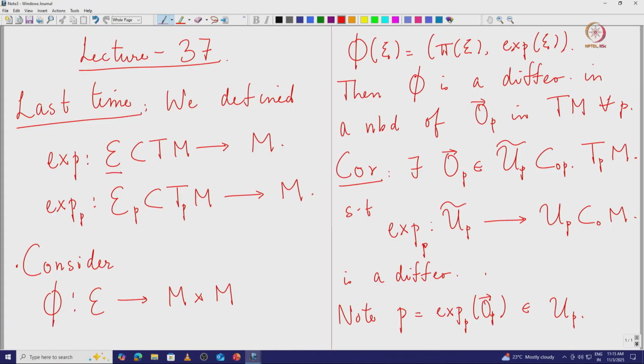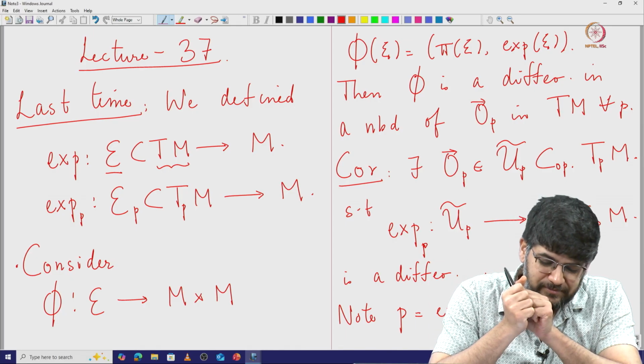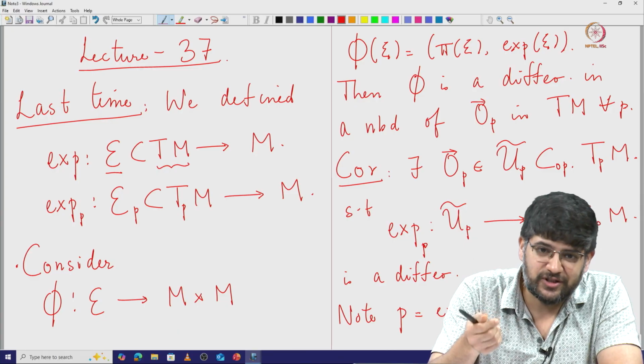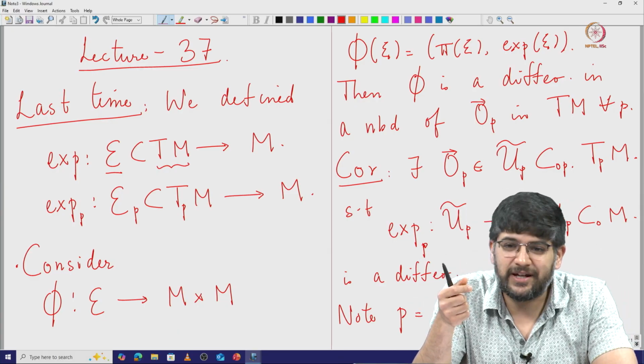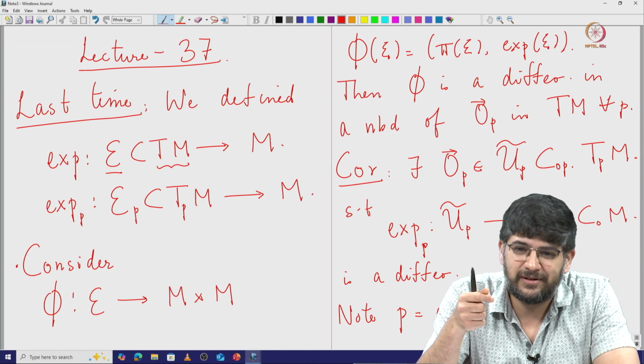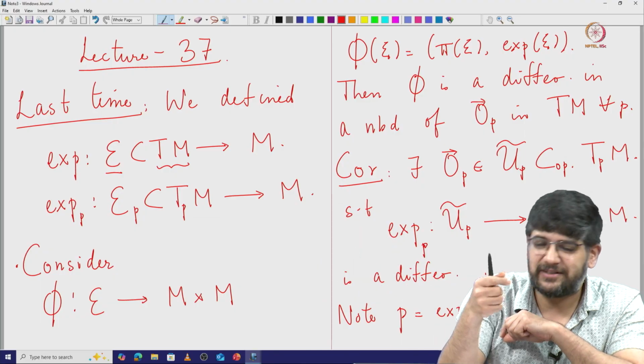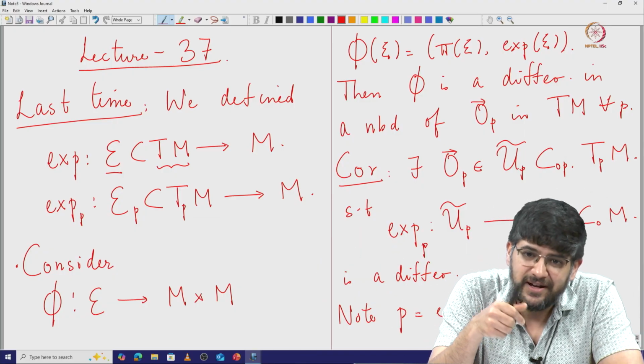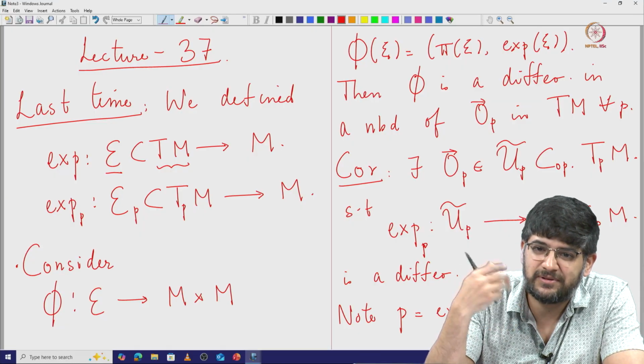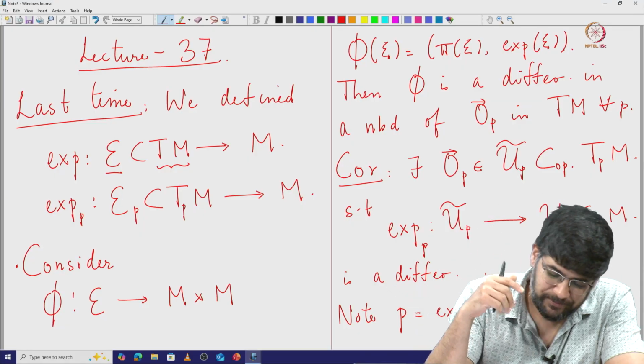So last time we defined the exponential map. This was defined on some domain sitting inside the tangent bundle, and the image was inside M. Basically, given a tangent vector in the tangent bundle, we say that it belongs to this domain if the corresponding geodesic with that as the initial velocity vector lasts for at least a time 1. Then we say that that tangent vector xi belongs to the domain, and then the exponential map was simply the value of the geodesic at 1, right.